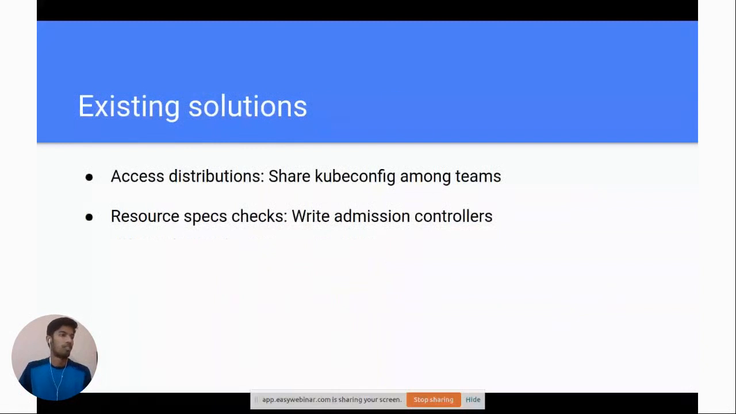So there are some existing solutions to address those problems. For access distribution, I don't think there is another solution than just creating kubeconfig files and distributing them across all the users which you need to provide access to. And there are open source projects like OPA, or you can write your own admission controller to enforce the policies when you create any Kubernetes resource.